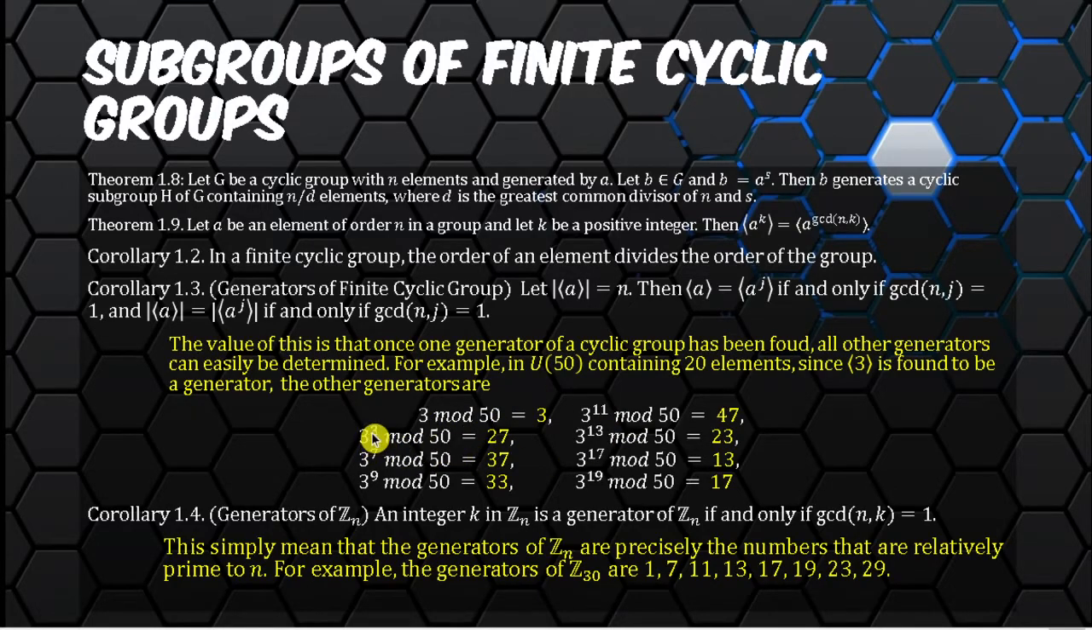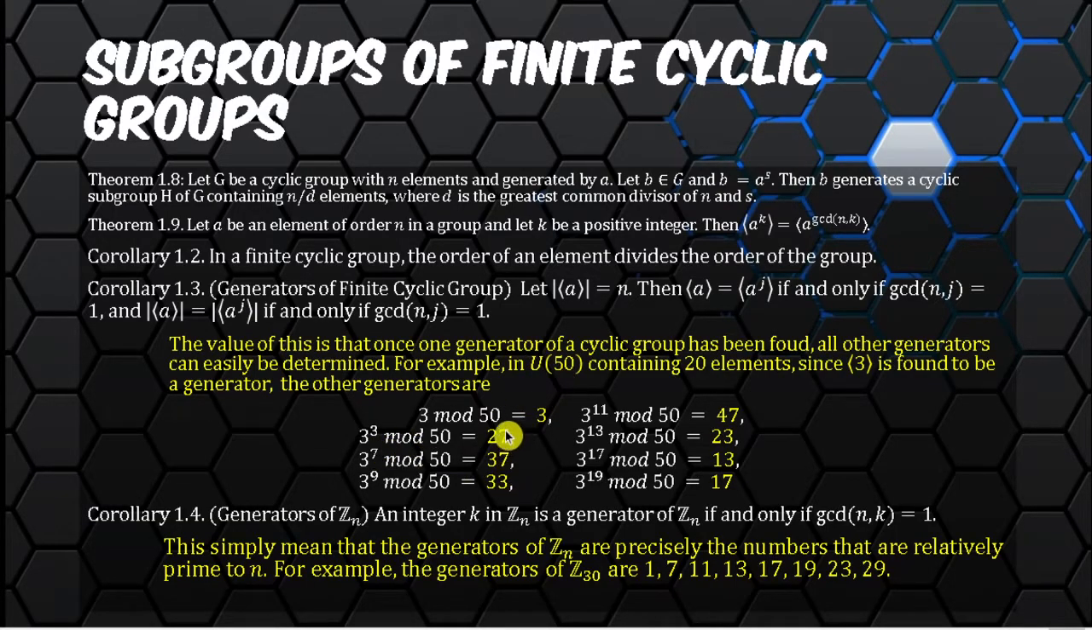Well, 3 is relatively prime with 20. Ganun din kay 7. So, na-skip si 4 at saka 5 at saka 6, because 4, 5, and 6 are not relatively prime to 20. And then next is 3 raised to 9. By the way, we are under multiplication modulo 50.